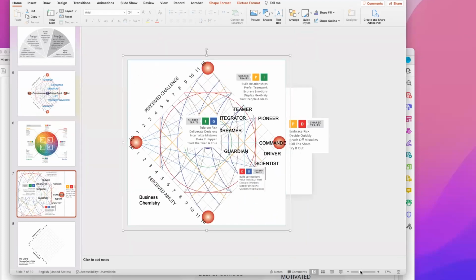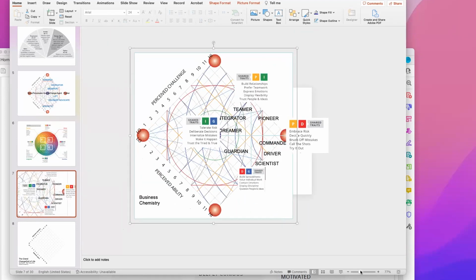Here, just fit already. Undo, undo, undo.